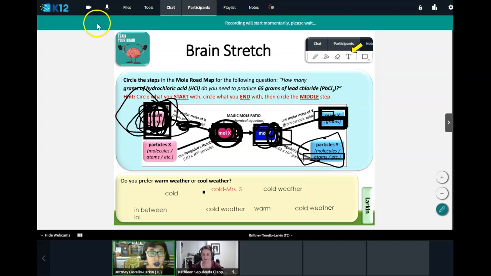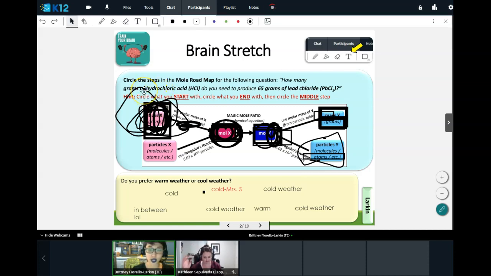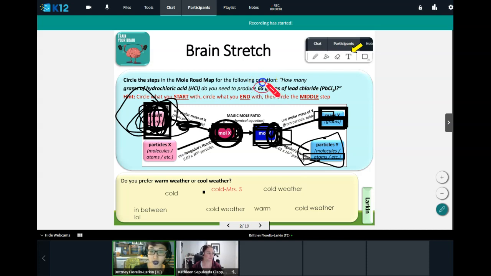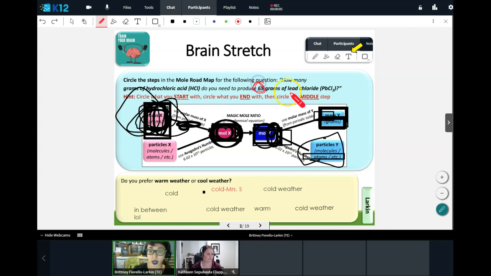All right, perfect. Okay, so let's take a look here. The question is, how many grams of hydrochloric acid, HCl, do you need to produce 65 grams of lead chloride? What you should have immediately started with is, what do we already know? And we know this number, 65. So this 65 is related to the lead chloride.